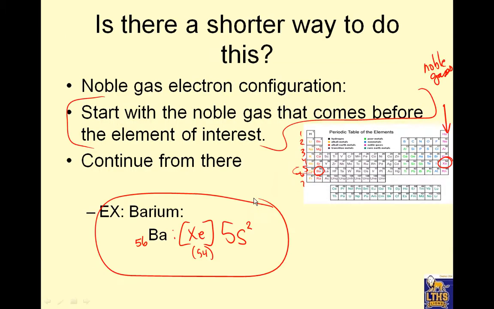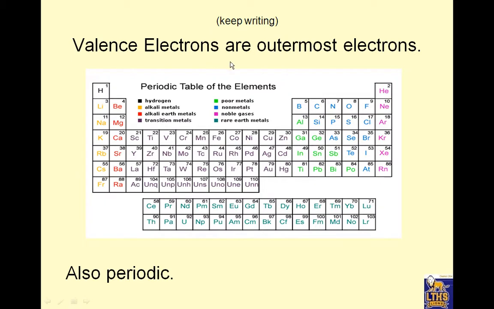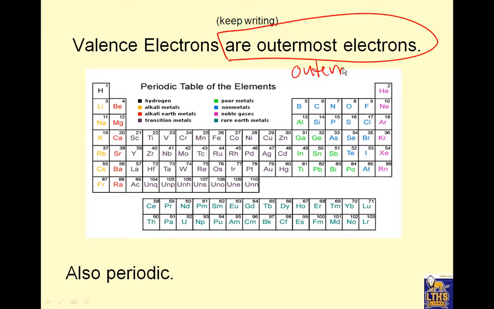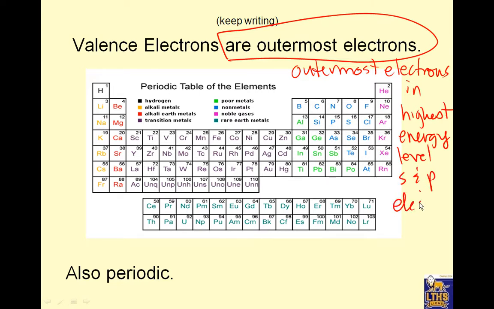Okay, valence electrons. Once we start looking at the electron configurations of all the elements, we're going to find out that the valence electrons are the outermost electrons. They are the outermost electrons in the highest energy level, s and p electrons total. Make sure to write that down. Valence electrons are outermost electrons, but they're the outermost electrons in the highest energy level, s and p sublevels total.